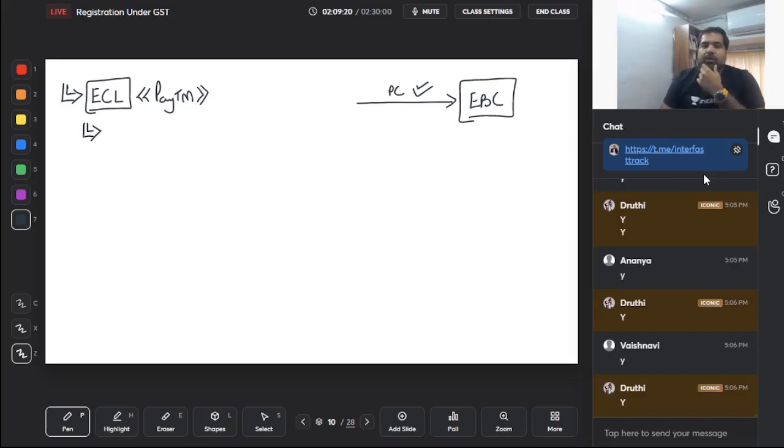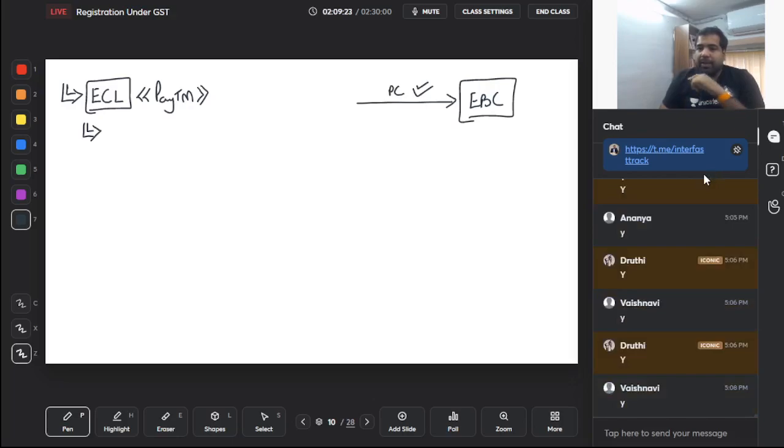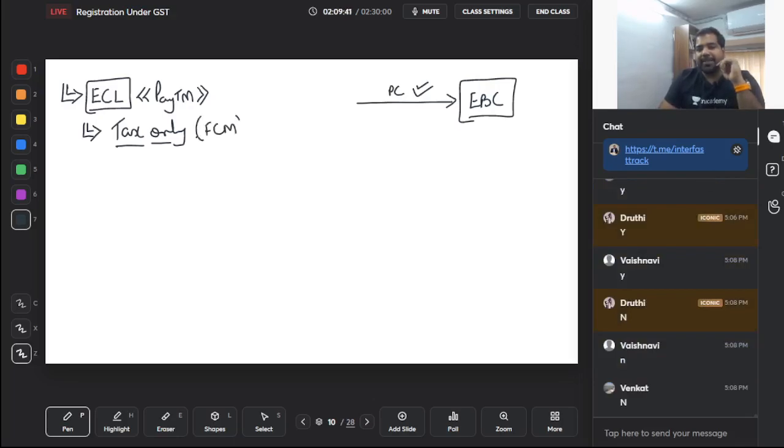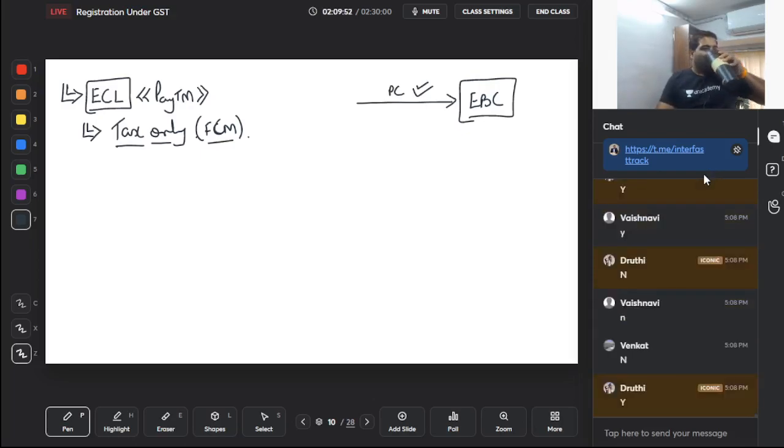Can this credit be used? Yes, this credit can be used. But by the way, guys, this credit can be used to pay only tax. That means, can I use the credit ledger to pay interest, fees, penalty, others? No, it is only used to pay tax, and that too only FCM tax. I told you yesterday that RCM tax has to be paid through the cash ledger. So this can be used to pay only FCM tax. Alright. That is it. Credit ledger has nothing in it. Very, very simple, guys.